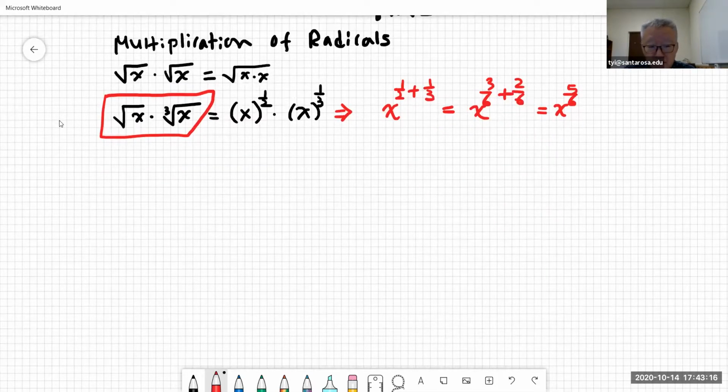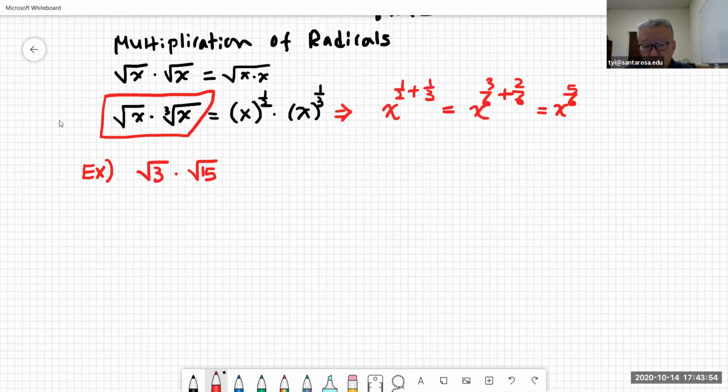So let's say I have something like the square root of 3 times the square root of 15. One thing we have to be careful about: after you multiply the radicals, you're always going to have to simplify. If I ask you to simplify the radical and you don't simplify it, then that's not complete, right?